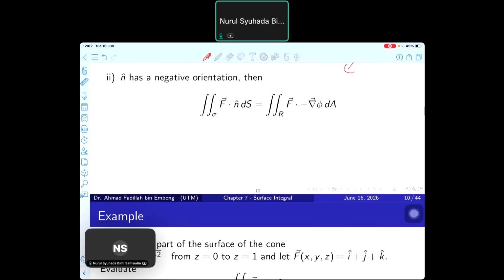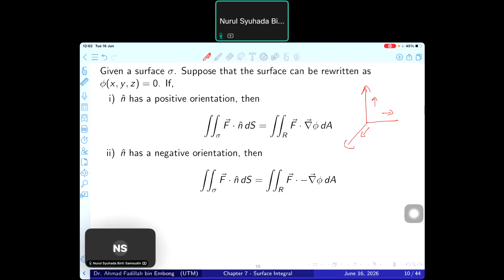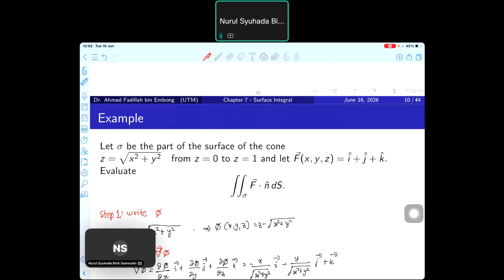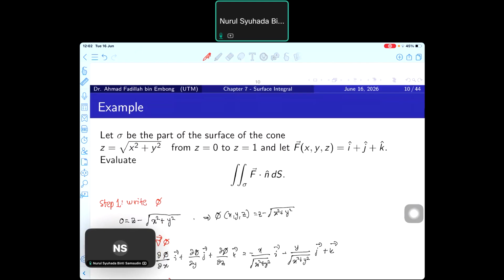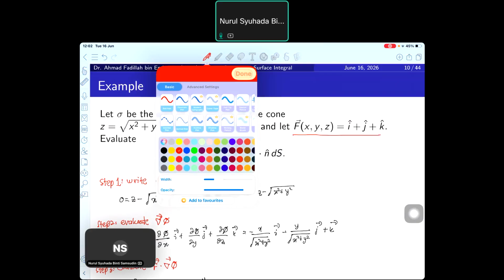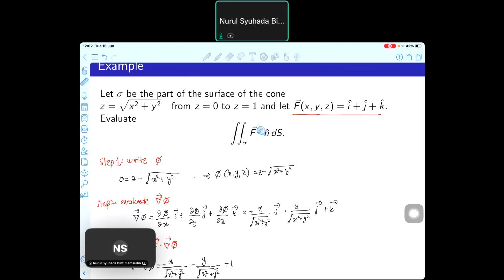Okay, so now let us look at one example of the surface integral of a vector field. In this example, given sigma be part of the surface of the cone z equals square root of x squared plus y squared, from z equals 0 to z equals 1, and a given F as the following. Okay, so now we want to evaluate the surface integral of F for a given n here.